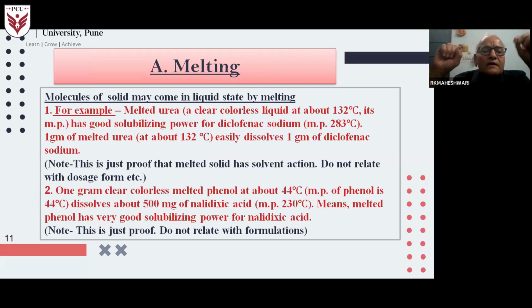Here I will give one example. If you take a test tube and put in 1 gram of urea crystals, the melting point of urea is 132 degrees centigrade. If you heat this test tube on a heating mantle at 132 degrees centigrade, the melting point of urea, you will get 1 gram of clear colorless melted urea liquid, which can be shaken like any solvent. Now in your test tube, there is 1 gram of clear colorless melted urea liquid in which the urea molecules are in liquid state. And this melted urea is a very good solvent for diclofenac sodium. The melting point of diclofenac sodium is 283 degrees centigrade, so when it gets dissolved, it does not melt here. So 1 gram of clear colorless melted urea at 132 degrees centigrade nicely dissolves 1 gram of diclofenac sodium. A clear solution is obtained.